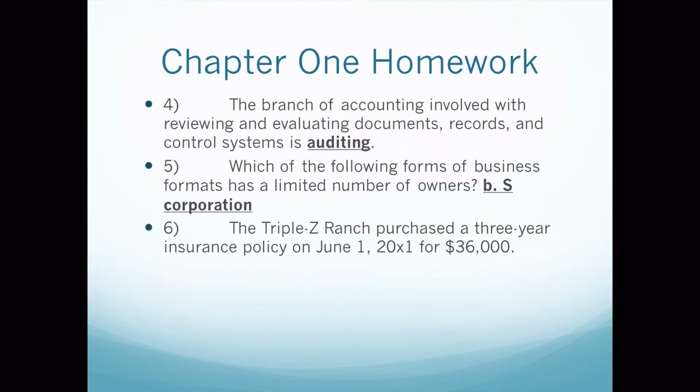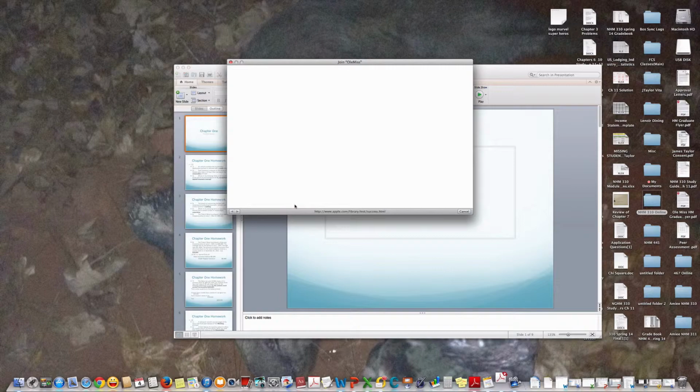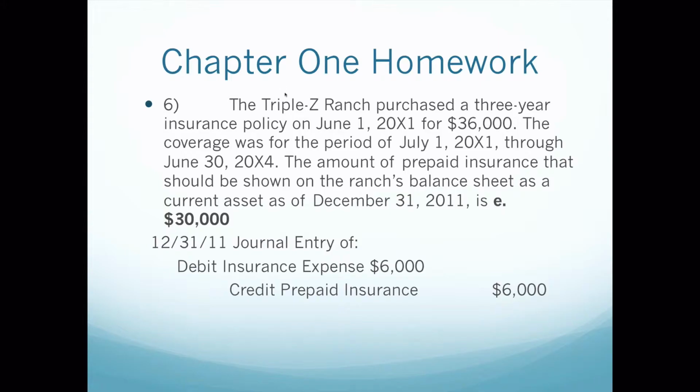And then number 6, the Triple Ranch purchased a 3-year insurance policy. I think I have this on the next slide. I do. The Triple Ranch purchased a 3-year insurance policy on June 1st, 20X1. If you're not familiar with those X1s, what happens is when the author writes a textbook, they put an X in there so that it's timeless. So we'll use 2011 for that, or 2021, we could use the X1 for 2021.